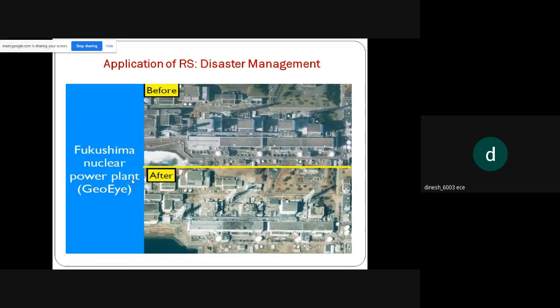Then the application of remote sensing in disaster management. You can see the Fukushima nuclear power plant. Before the Fukushima power plant exploded, it was looking like this. You can see this before, and there is a yellow line below that. It is your after. So after the Fukushima nuclear power plant exploded, disaster occurred. You can see how this is looking.